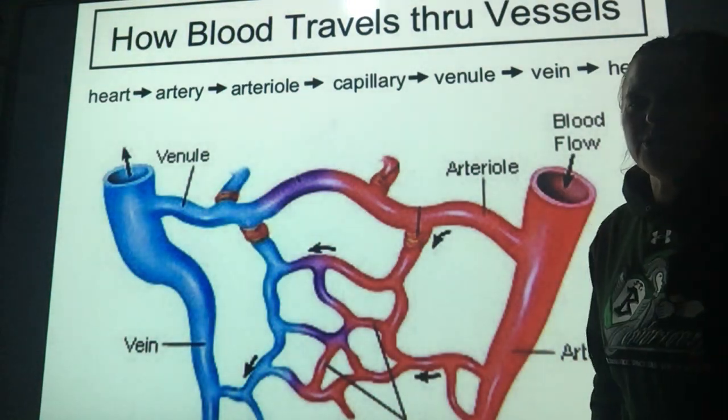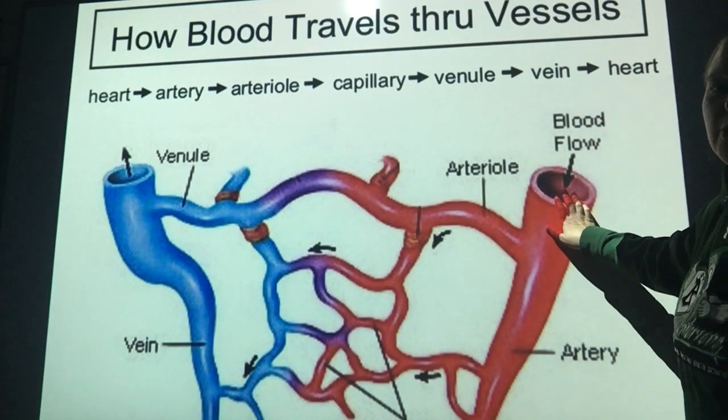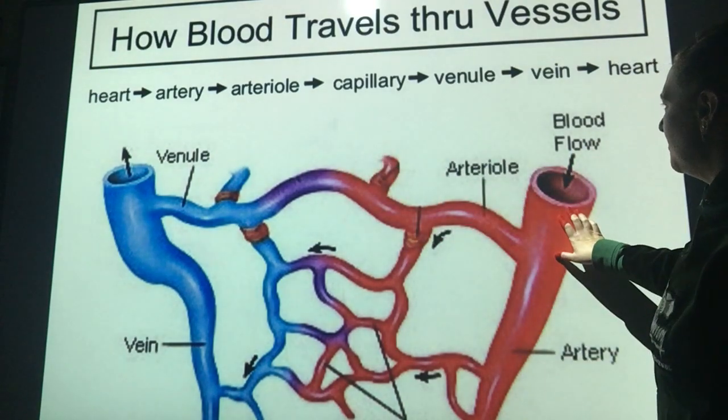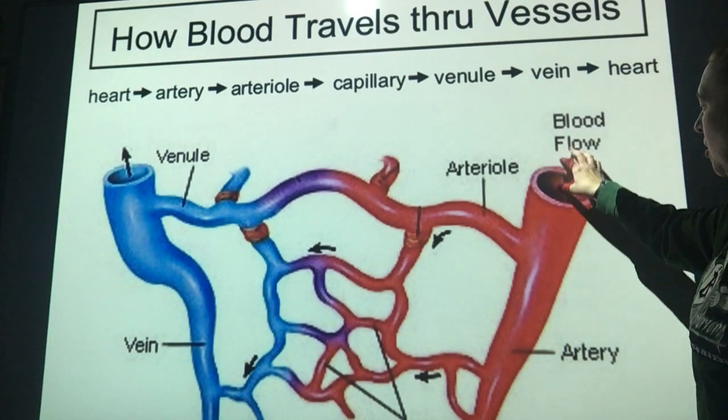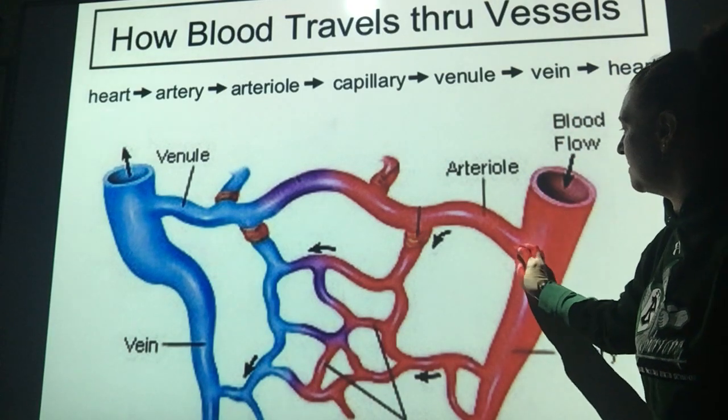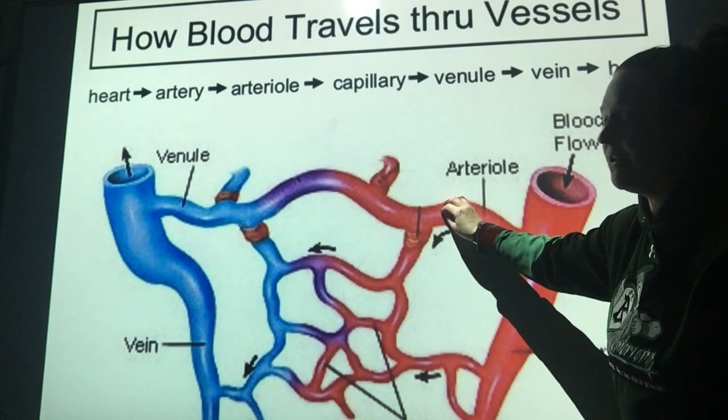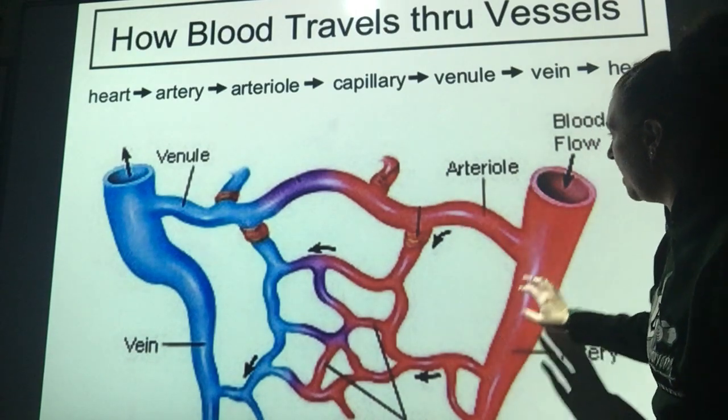And again, here's just a visual of what I've been saying. So I'm going to start here. The words start there, but the diagram starts here. When blood leaves the heart, it leaves through something called arteries. So this is an artery. An artery branches into smaller arterioles. An arteriole is just a smaller branch off of an artery.